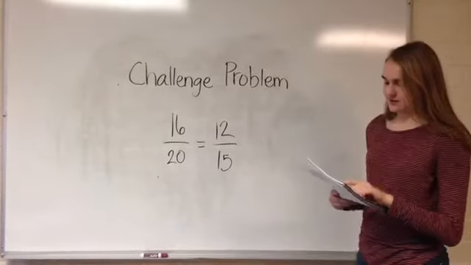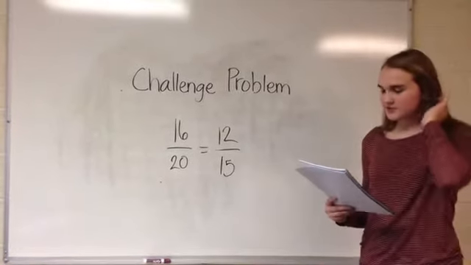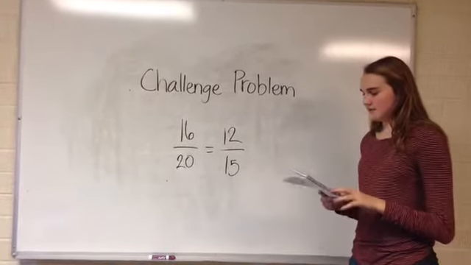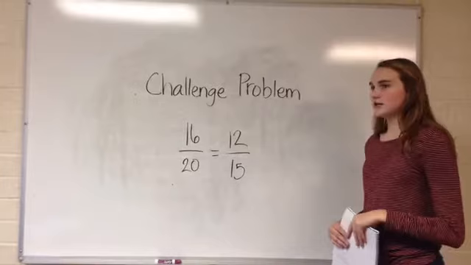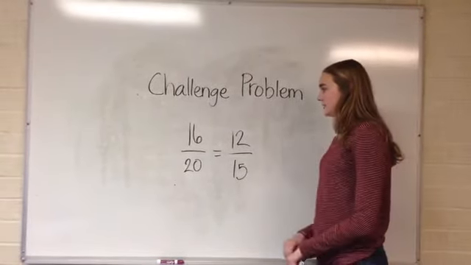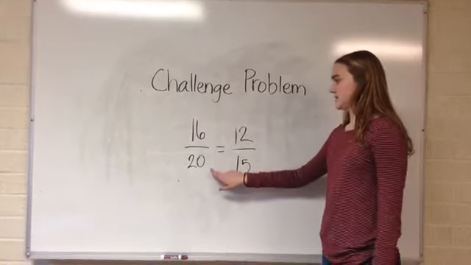So the problem says, convince a student that 16/20 is equal to 12/15 in as many ways as possible. So we're basically trying to show them that this equals each other, even though you can't directly get 12/15 from 16/20.